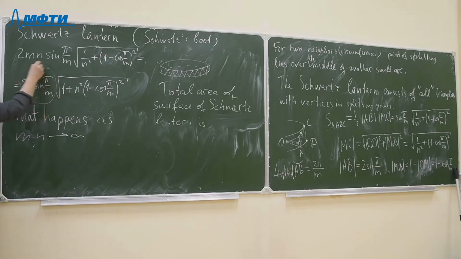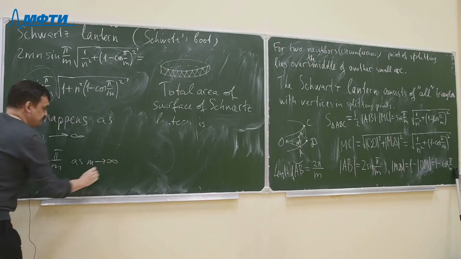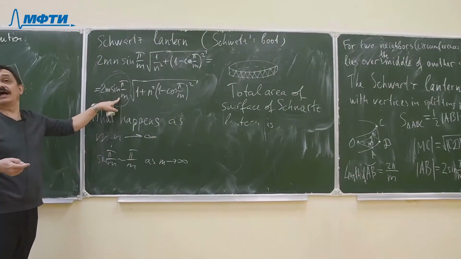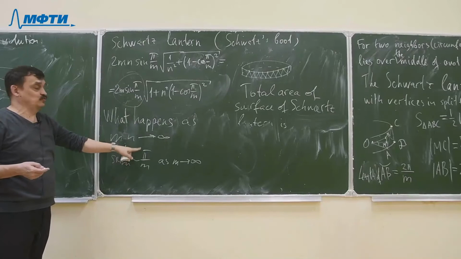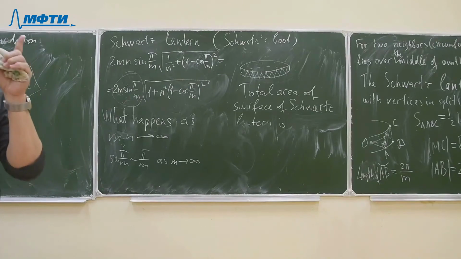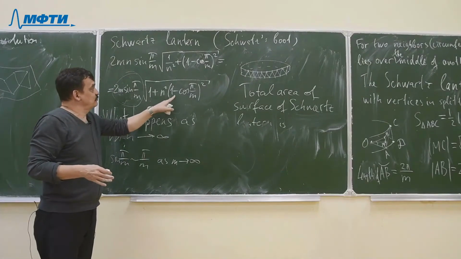With this it's easy, right? Because sine pi over m is equivalent to pi over m as m tends to infinity, right? By the first remarkable limit, sine is equivalent to its argument. So it means this multiplier tends to a finite number, namely 2 pi. So that is, in fact, 2 pi is precisely the area of our cylinder, right? As we know.